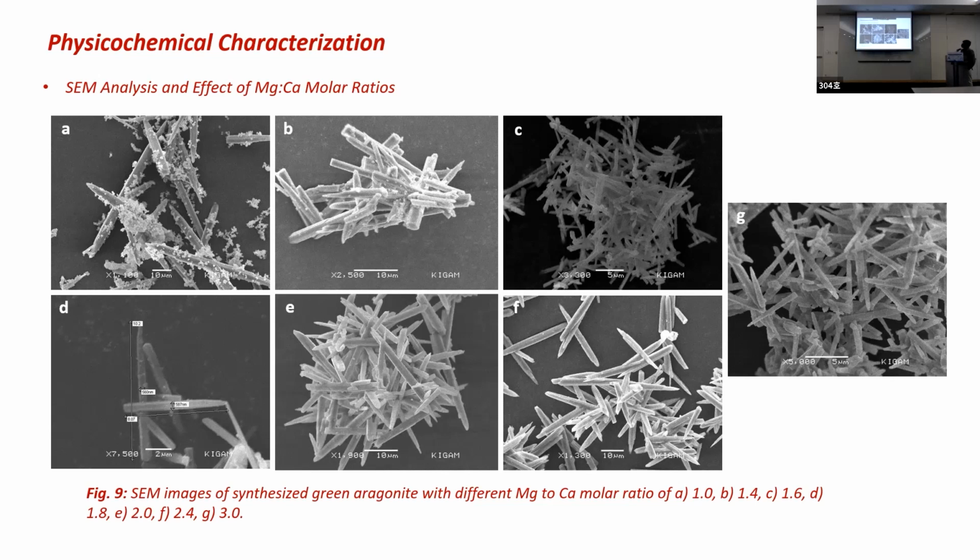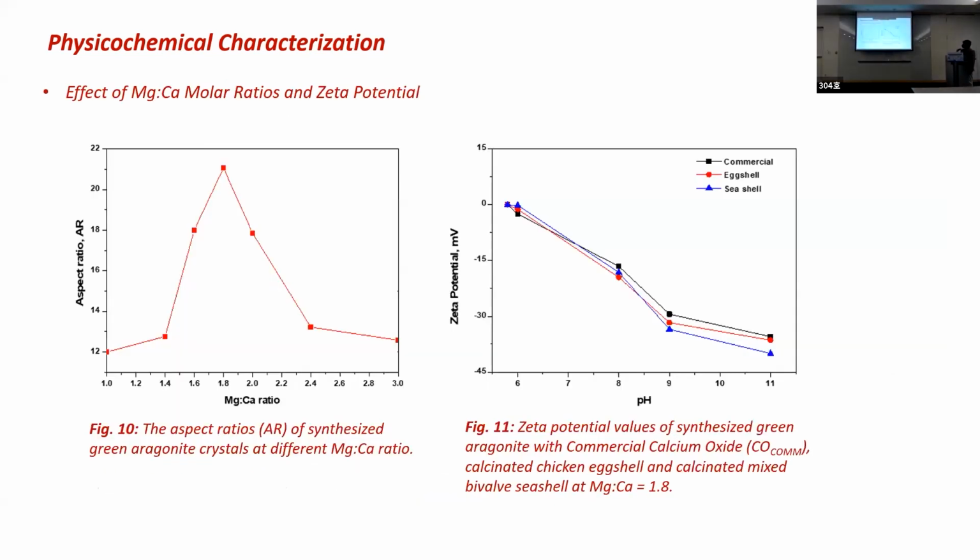here you can see there are some very small particles. These particles are nanocalcite. This is what we don't want. That's why we increase the magnesium to calcium ratio to obtain a pure aragonite form without any nanocalcite. And finally, the magnesium to calcium ratio of 1.8 was found optimum for the best aspect ratio also.